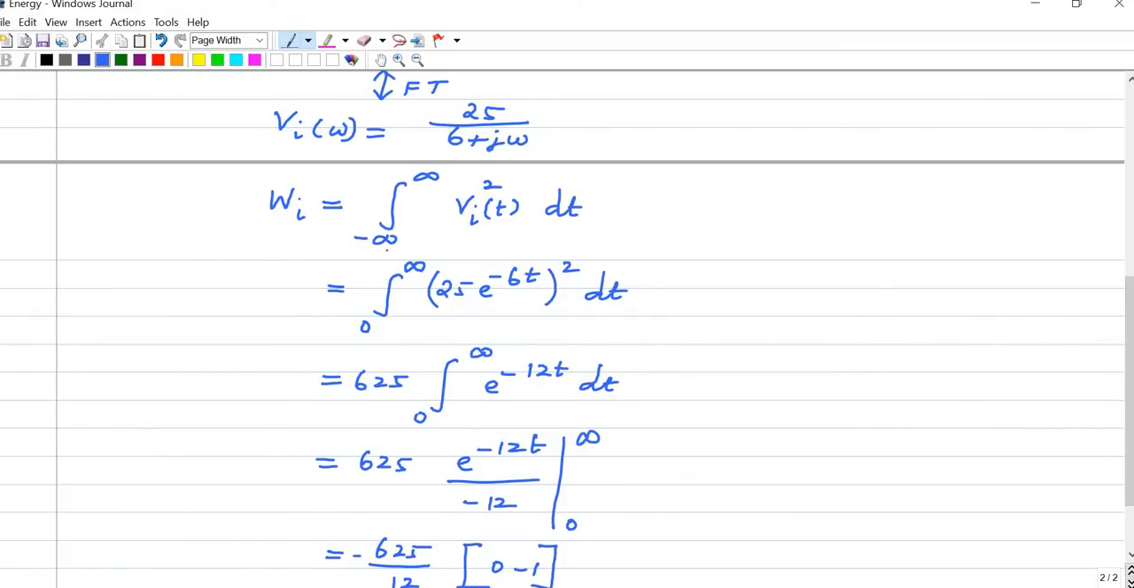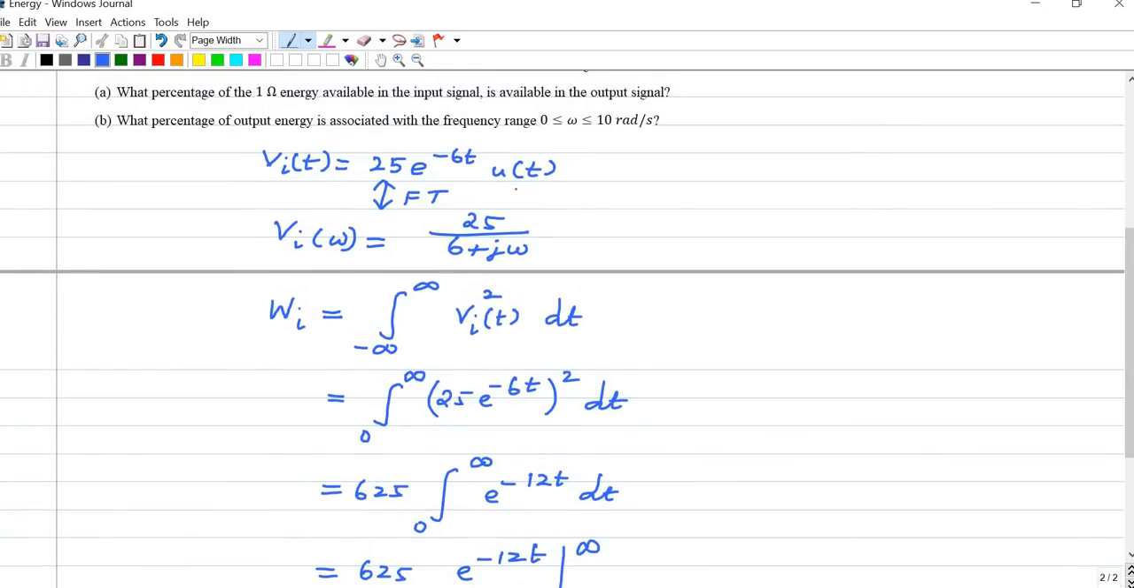See, I'm not using the symmetric condition here. Why have I written 0 to infinity? Because u of t is there. This u of t is valid from 0 to infinity. For negative values from minus infinity to 0, this is 0.